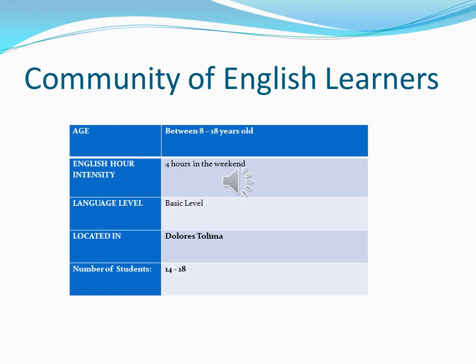Community of English learners. Age between 8 and 18 years old. English hour intensity: 4 hours on the weekend. Language level: basic level. Located in Dolores, Tolima. Number of students: 14 to 18.